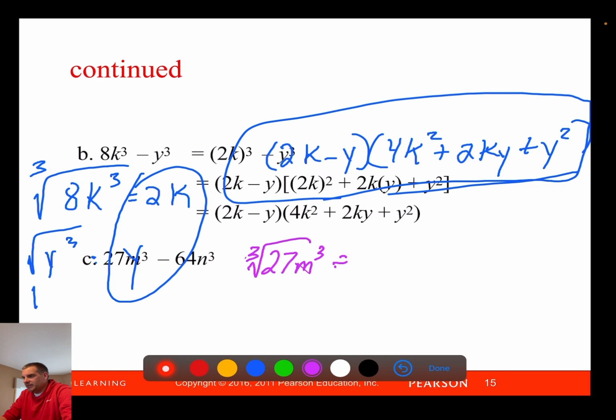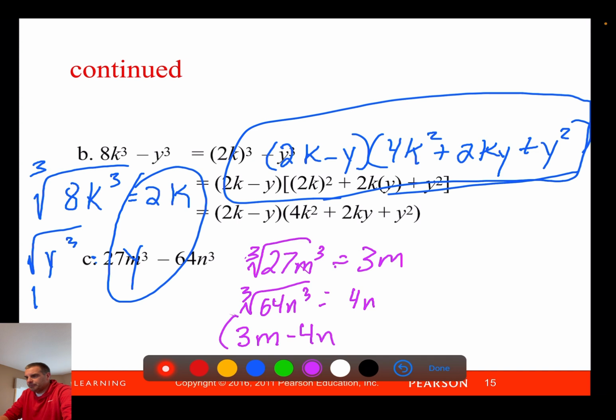The cubed root of 27 is 3, so that's 3m. And then the cubed root of 64n cubed. The cubed root of 64 is 4, so that's 4n. So then our first factor is 3m minus 4n.